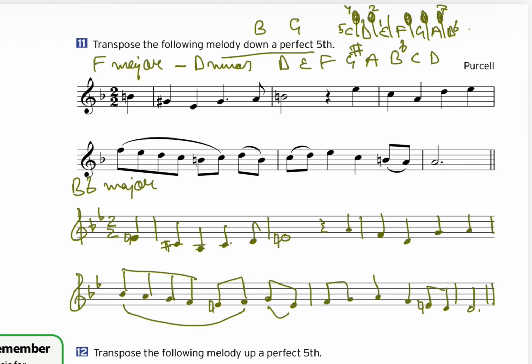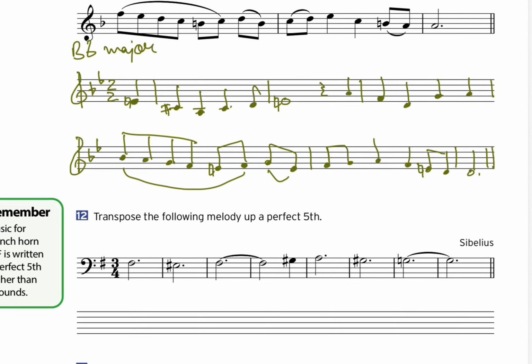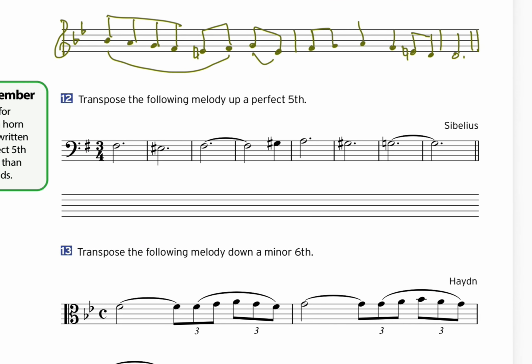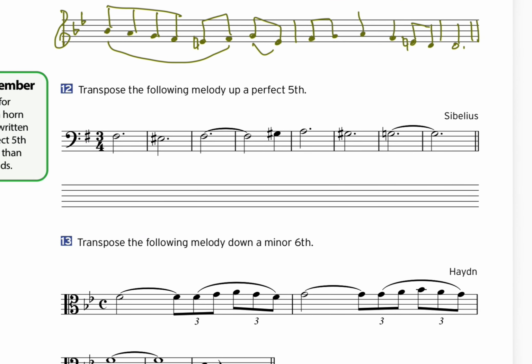Okay, so we finished this question. Let's move to the next one. In the next one, we have to transpose the following melody up a perfect fifth. That means now we have to move up a perfect fifth. So let's see first which key signature this is. This is bass clef. We have 1 sharp. 1 sharp means either this is G major or this is E minor.